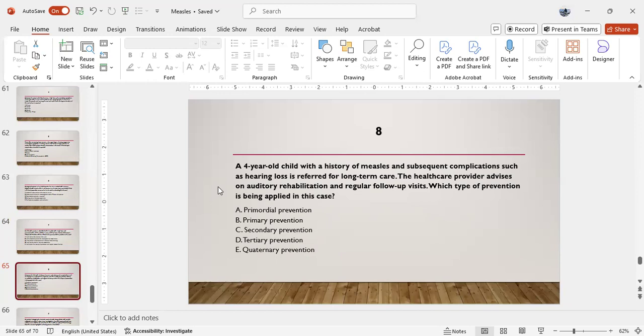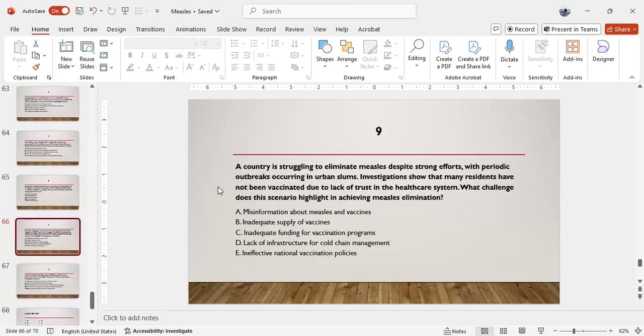Delta. Yes, the correct answer is delta. A country is struggling to eliminate measles despite strong efforts, with periodic outbreaks occurring in urban slums. Investigations show that many residents have not been vaccinated due to the lack of trust in the healthcare system. What challenge does this scenario highlight in achieving measles elimination?